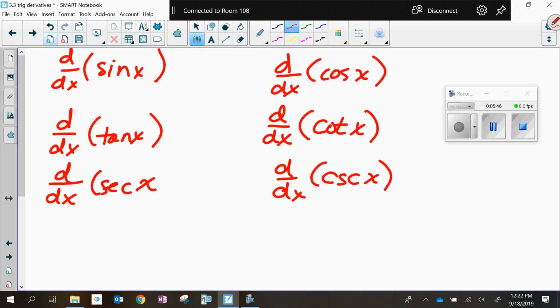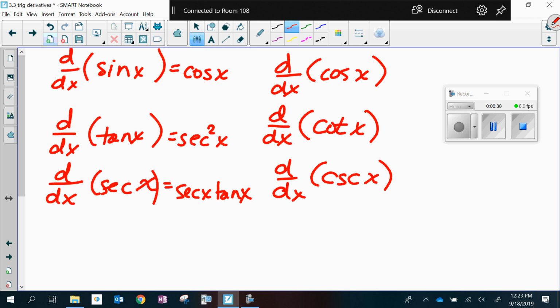All right. Now, I put the co-functions, the ones that start with co, over in the column for a reason. Okay. We already know the derivative of sine is cosine, so we'll go ahead and fill that out. The tangent is secant squared of x. And secant is secant x tangent x.